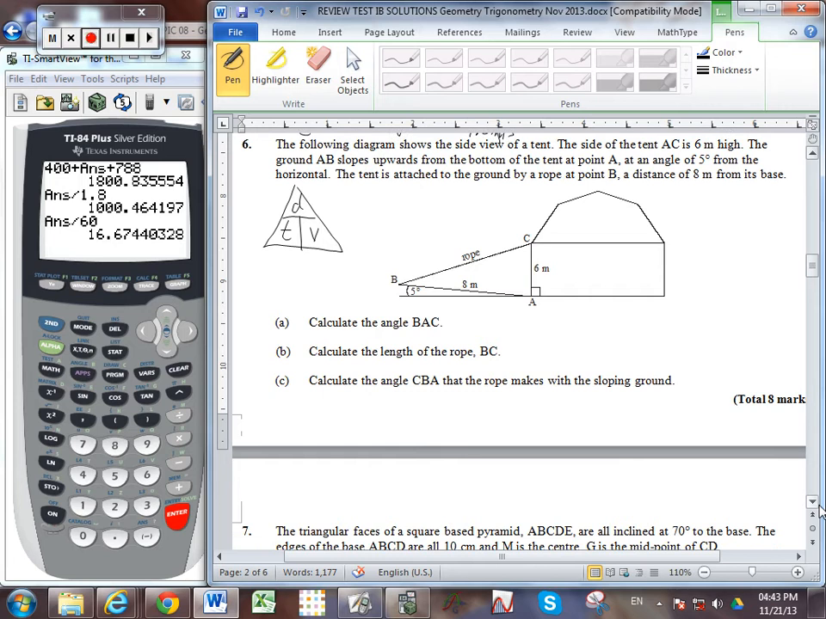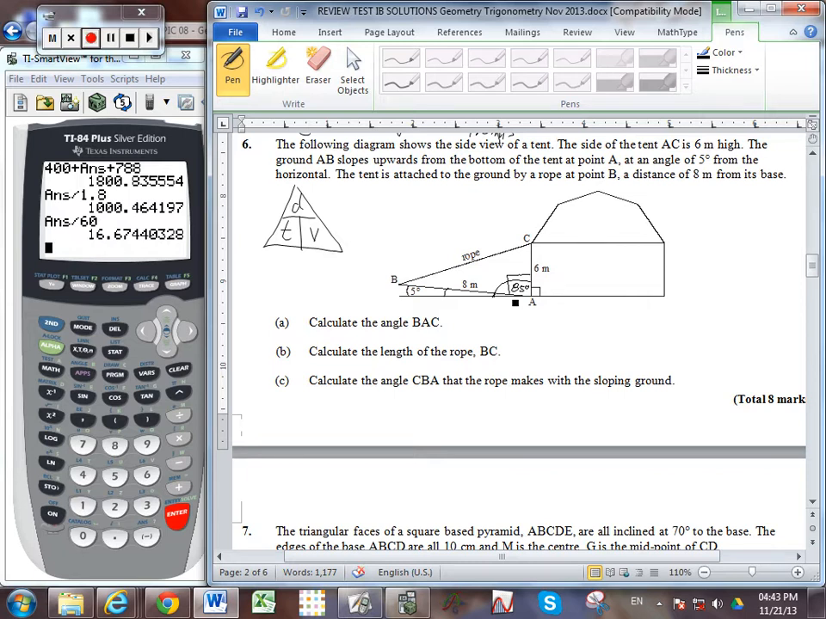So that's a side view of a tent. The tent is 6 meters high. The ground slopes upwards from the bottom of the tent at an angle of 5 degrees. So if this amount right here is 5 degrees, well then the remaining amount must be 85 degrees, because of course the whole thing is a 90-degree angle, isn't it?